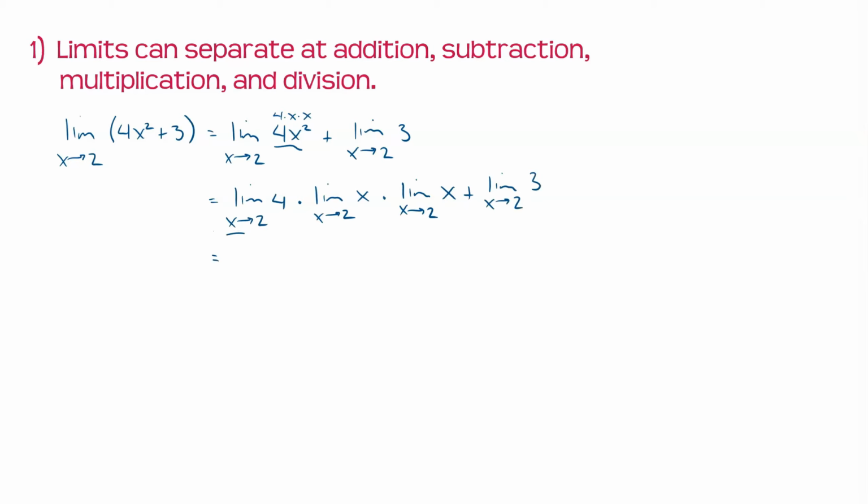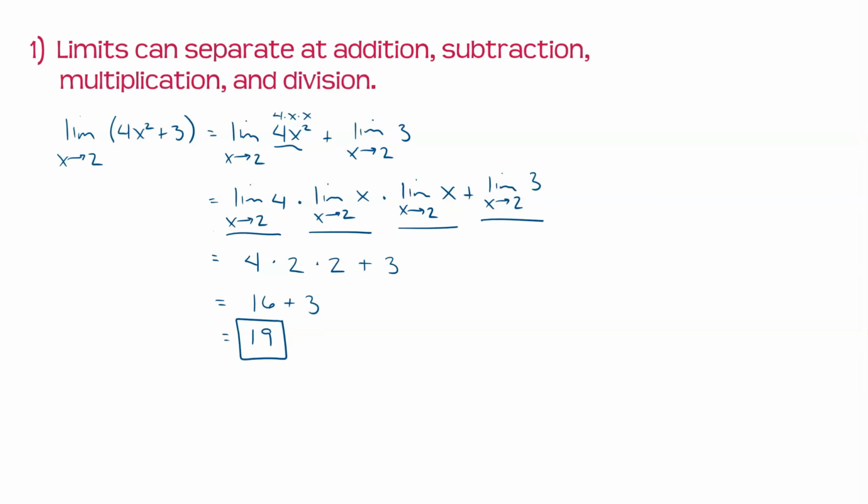What's the limit of 4 as x goes to 2? It's just 4. What's the limit of x as x goes to 2? It's 2. What's the limit of x as x goes to 2? It's 2. Plus, what's the limit of 3 as x goes to 2? It's 3. So we have 4 times 2 times 2, which is 16, plus 3. We end up with 19. The limit of 4x squared plus 3 as x goes to 2 is 19.